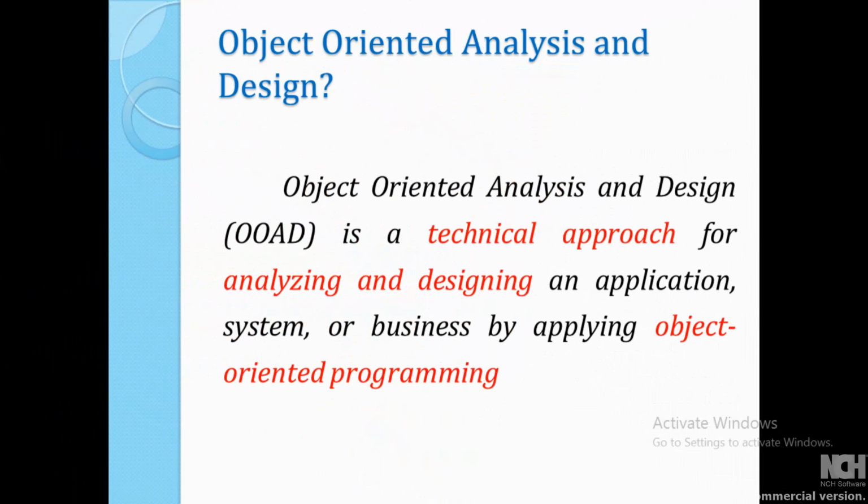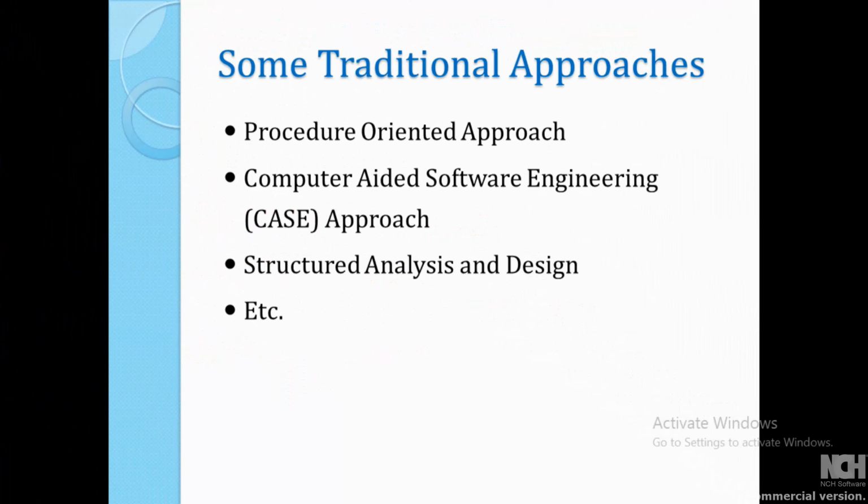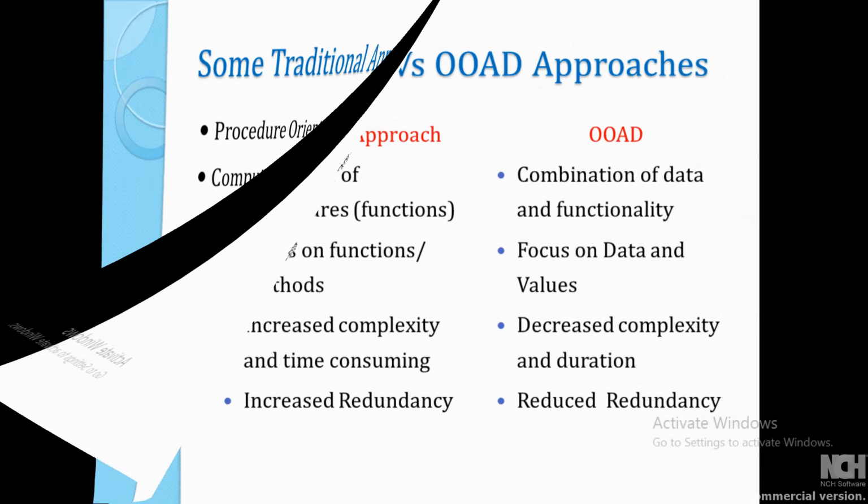Object-oriented analysis and design, commonly known as OOAD, is a systematic approach for analyzing and designing software systems using object-oriented concepts. Instead of concentrating only on functions, OOAD focuses on modeling real-world entities as objects and studying their interactions. Before OOAD became popular, software development mainly relied on procedural approaches, structured analysis and design, and CASE tools. Although these methods were useful, they became difficult to manage as software systems grew larger and more complex.